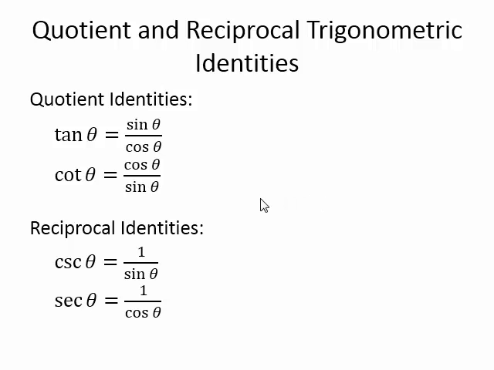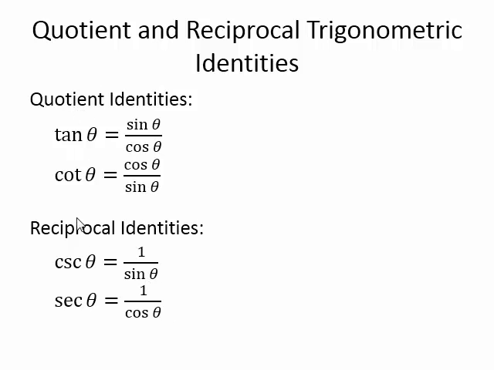This video is going to be a brief introduction to the quotient and reciprocal trigonometric identities. The quotient identities are that tangent of an angle is equal to the sine of the angle over the cosine of the angle. Cotangent of the angle is equal to the cosine over the sine. Our reciprocal identities are cosecant of theta is equal to 1 over sine theta, and secant of theta is equal to 1 over cosine theta.